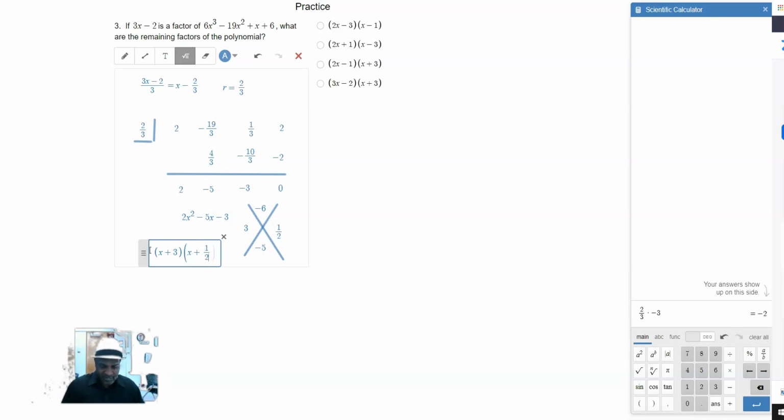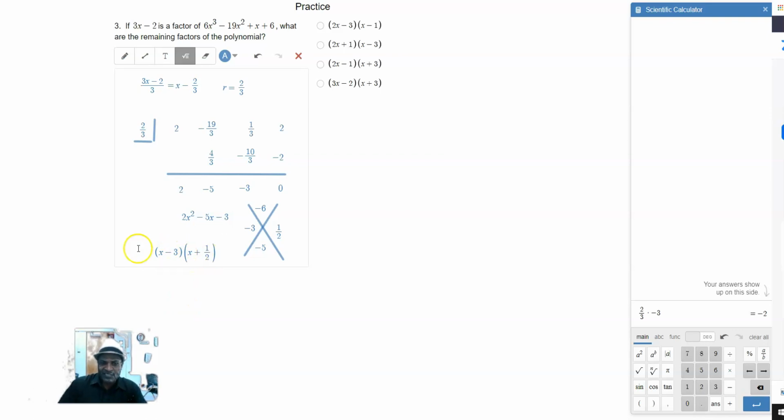Now at some point I did drop a negative somewhere. Let's see. I had two numbers that multiply together give us -6, but add together give us -5. So I'm pretty sure that this 3 was a -3. This would have to have been a -3. So this had to be a -3. Yeah. Okay. We're almost done there.